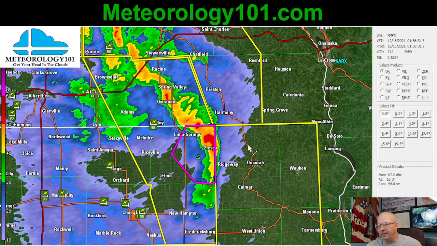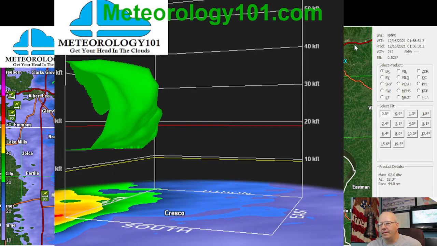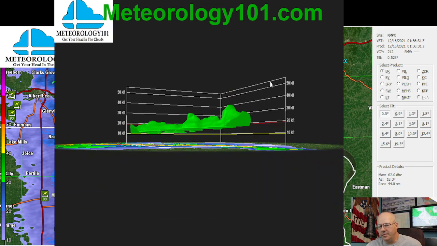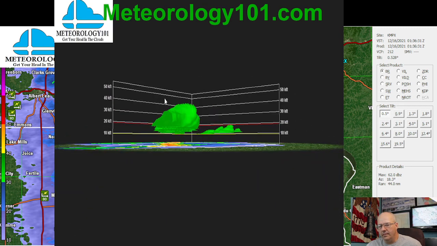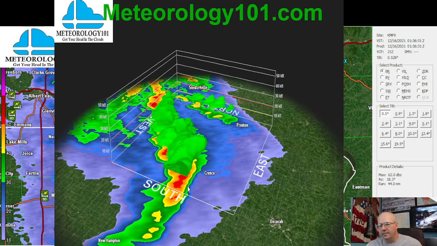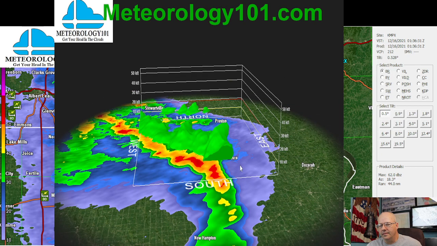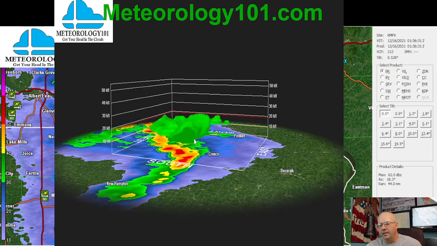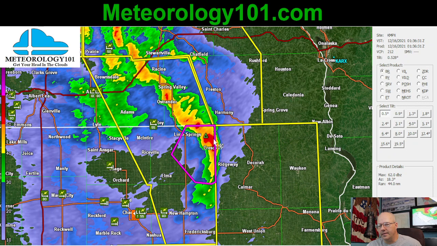Plus, you could never do the 3D model. These 3D views never came out until later. I'm not sure when they started this, but it makes it pretty nice as far as seeing the structure of your storm, how far it's going up, how intense it is. Because you get tornado warnings kind of like this all the time. Like this one right here is radar indicated rotation.